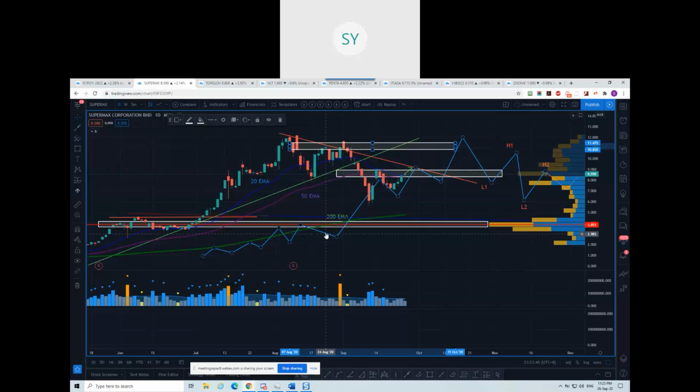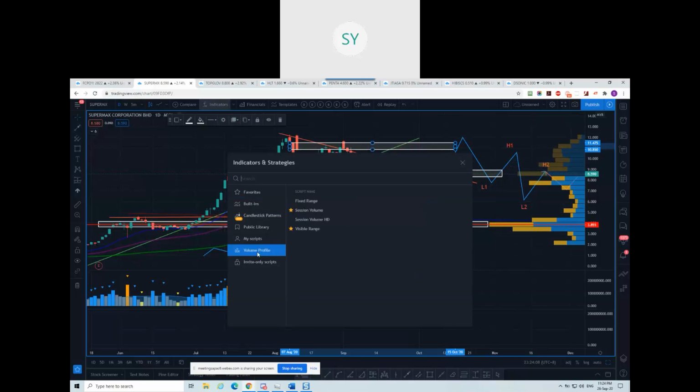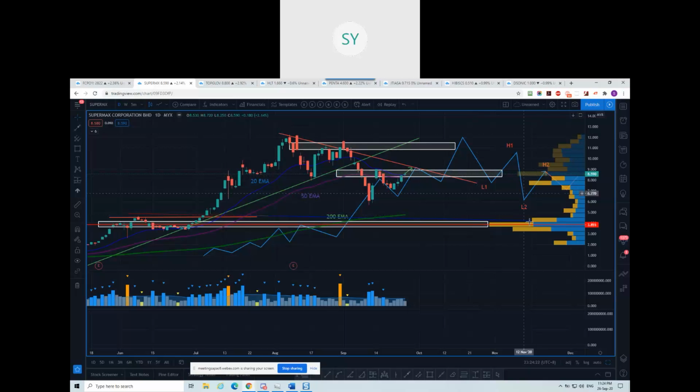For the side volume, we can actually get it from TradingView. So you go to this indicator, and once you open the indicator, you will see a volume profile. You click on the volume profile, and when you have selected it, you go into visible range. Once you select this visible range, the volume on price will appear on your chart.